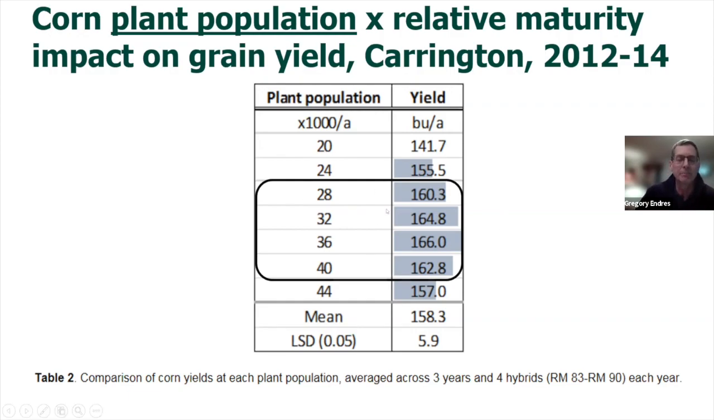Also in this database, notice that if you went to 24, there's very minimal loss in yield, only about 3%. But when we got to 20,000 plants per acre, then we got into double-digit yield loss. Okay, so 28,000 is a real good number as a goal for plant population in our region.